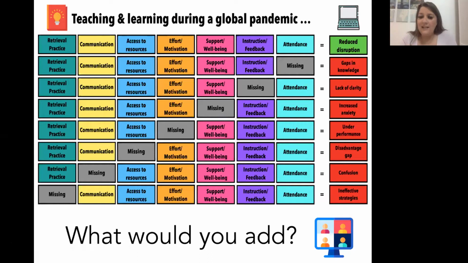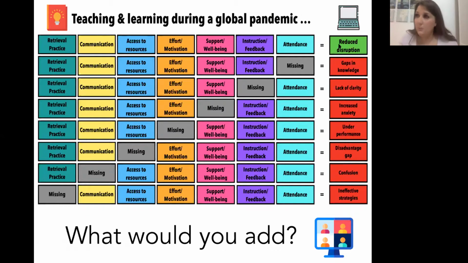I created this. It's a little bit like the teaching and learning jigsaw, in that it shows retrieval practice is a really important part of teaching in a pandemic, whether that's in the classroom or online learning. But like the jigsaw puzzle, it's only one piece. And I've shown here, if we take any of these away, there will be a negative impact on learning. Now, actually, even if we have all of these, I've put reduced disruption, because we can't deny that there's been a disruption. There's been a pandemic.